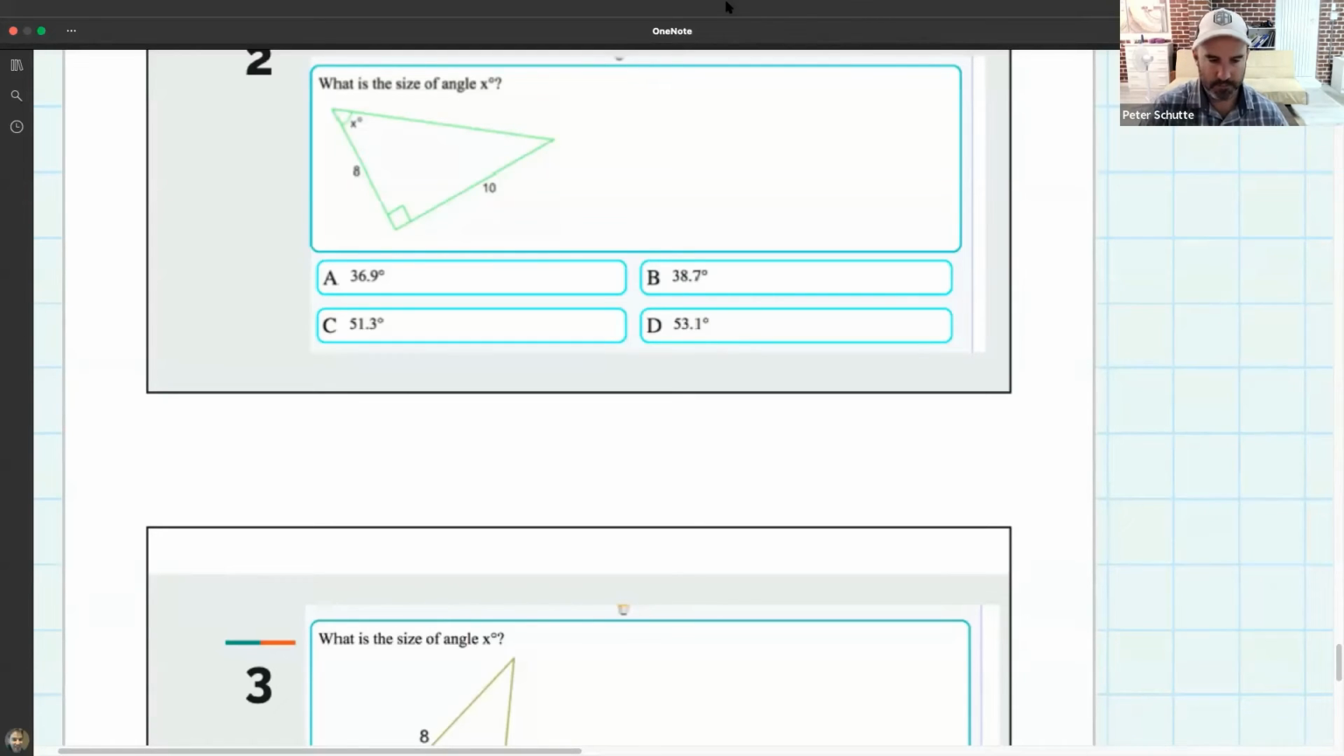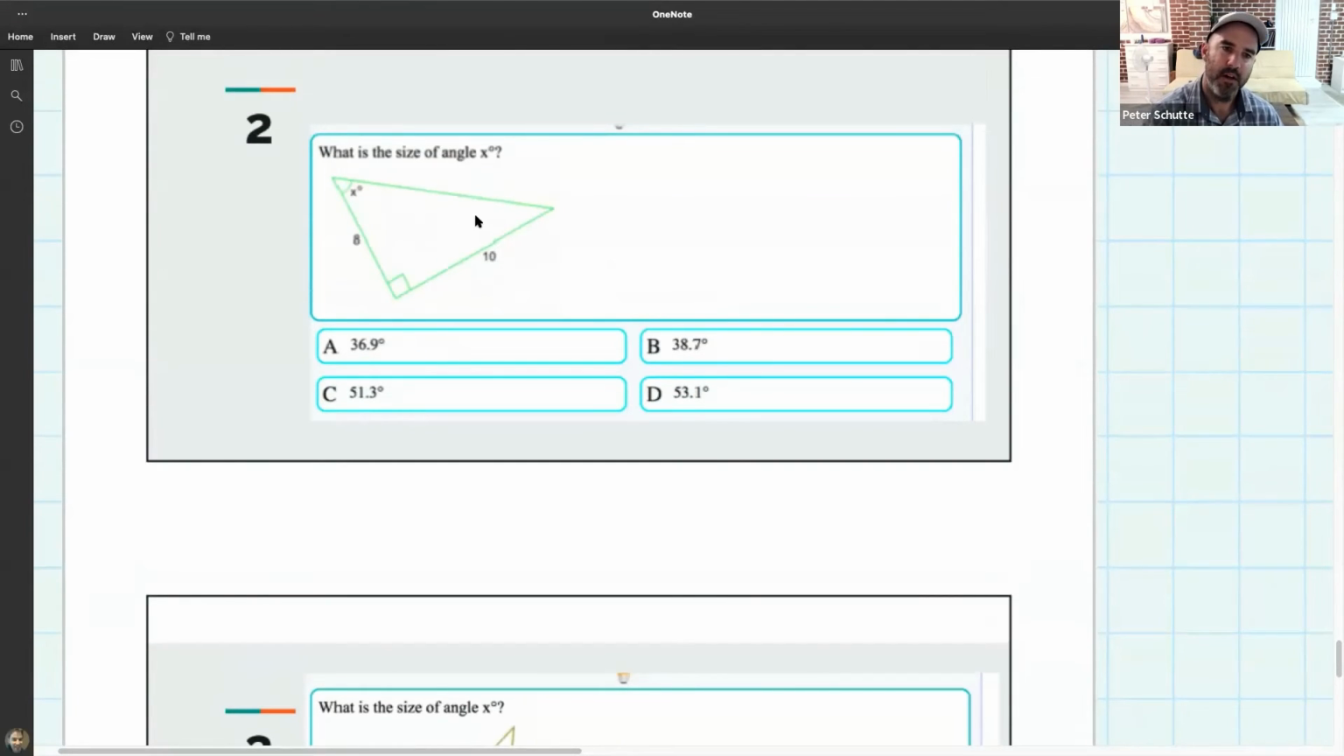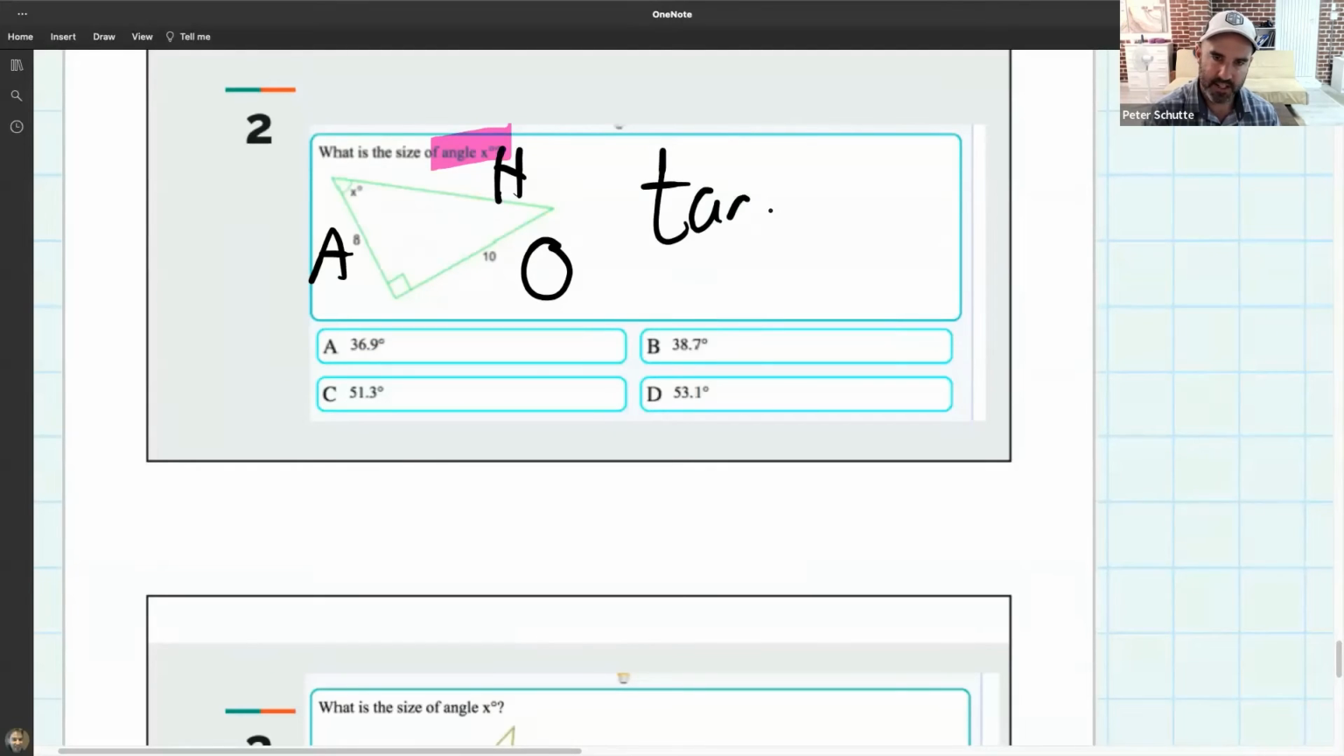I see some answers coming in. Let's have a look. Give a little bit more time. So I know that's H, that's O, that's A. Now I want to find the angle X. So what I need to use is what I'm given, and what I'm given is O and A. So I know the ratio is going to be the tan of X. And if I write in the information I've got, tan of X is O over A, so 10/8.